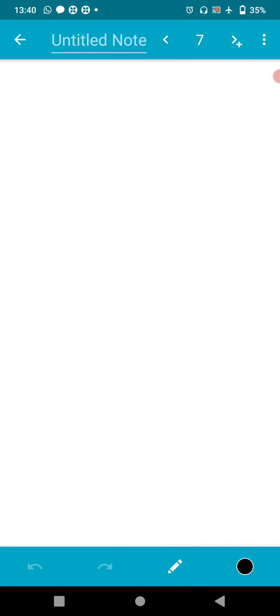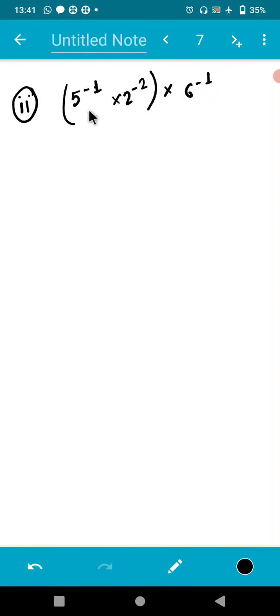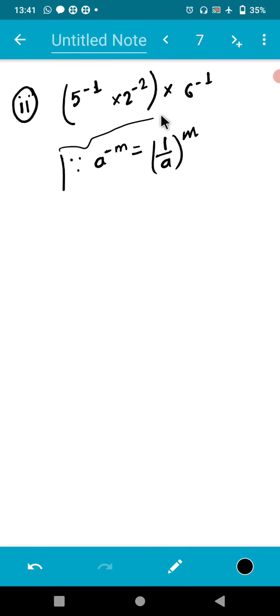Now let's move on to sum number 2, and this sum is the last one for this session. So let me write it down. So 5 to the power minus 1 into 2 to the power minus 2, we'll keep it inside the bracket, into 6 to the power minus 1. Now you see all the bases are having negative powers. So we have to make it positive. So this is the law that we are going to use here. So a to the power minus m would be equal to 1 by a to the power m, isn't it?